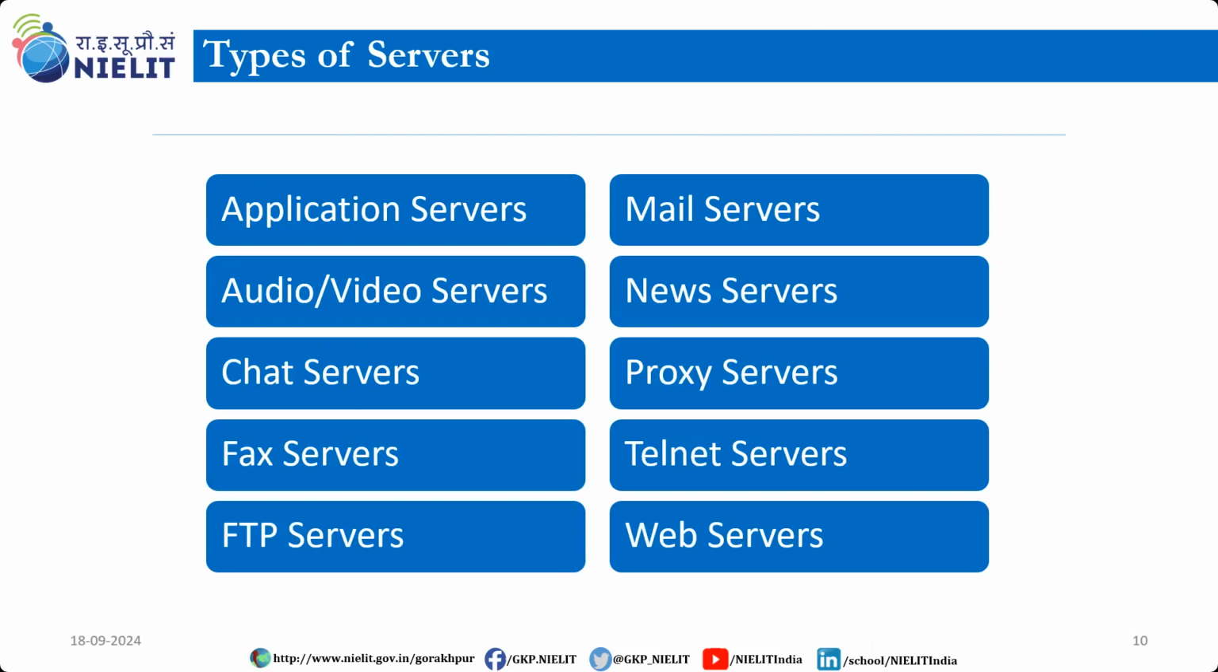So if a particular type of application service is configured for sharing, then it will be treated as an application server, like database server. Similarly, audio video server, chat server, fax server, FTP server, mail server, news server, proxy server, telnet, web server. So there is an unlimited list of different types of server depending on which types of application or system services you are going to share. So there can be a web server, there can be a DNS server, there can be a DHCP server, depending on which services you have shared and configured.